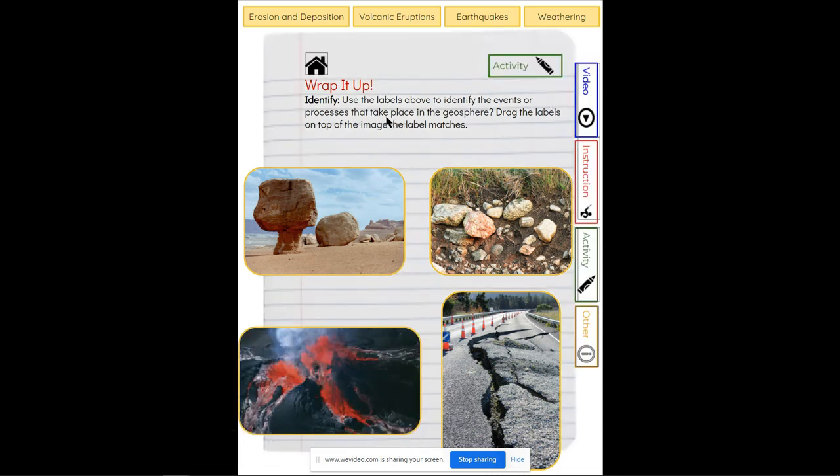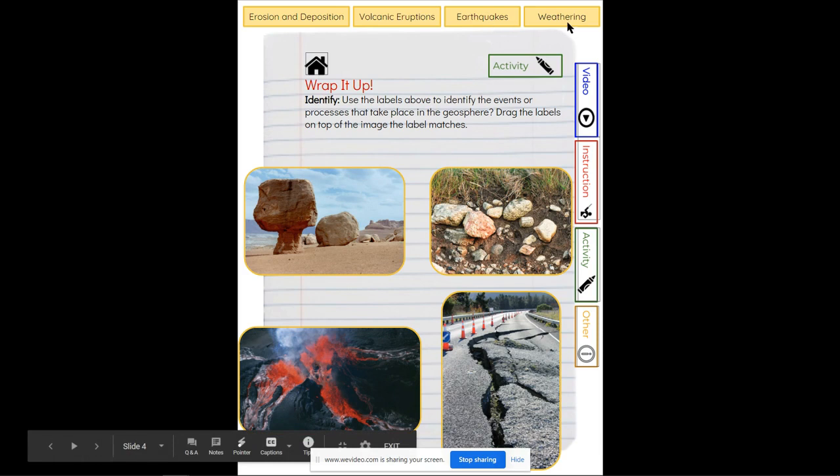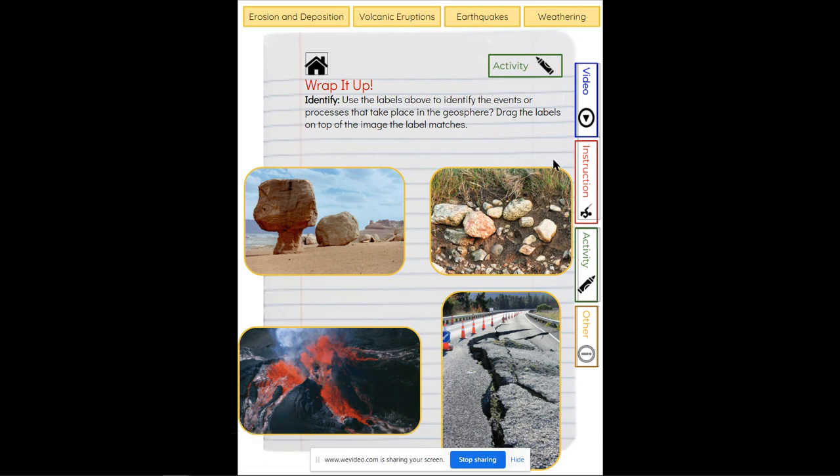Your first activity is in the wrap it up, you have to identify. So use these labels above to identify the events or the processes that take place in the geosphere. Drag the labels from the top to the image the label matches. So which of these images shows erosion and deposition? Which of these shows volcanic eruptions? Which of these four images shows earthquakes? And which of these four shows weathering?